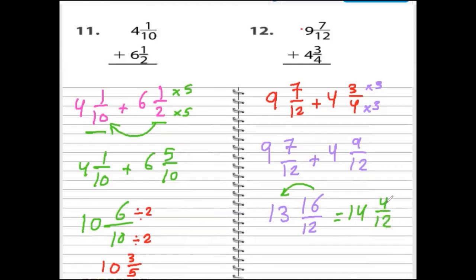But this fraction is not simple. What should I do, mister? I'm going to divide in here by 4, and here by 4, to make it simple. Now it's going to be 14 and 1 over 3. I think it's easy and clear.